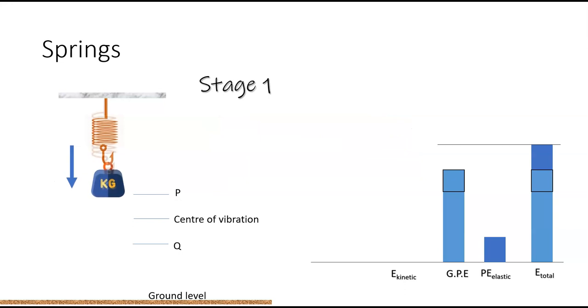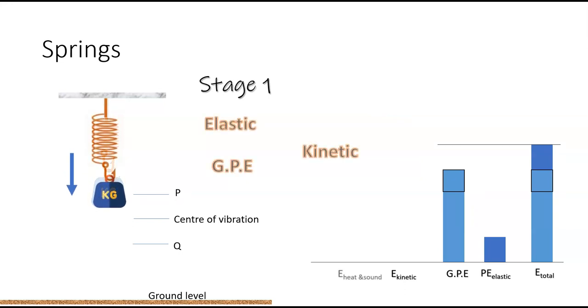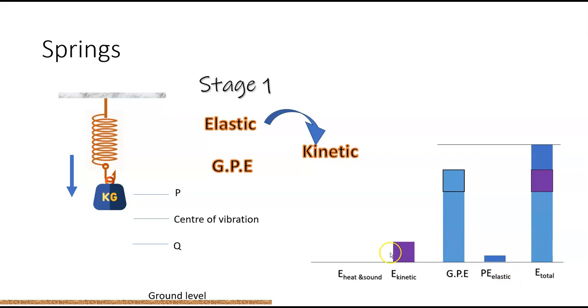In stage 1, when the compressed spring is released, the elastic potential energy stored in the spring is converted to kinetic energy, enabling the spring to return to its neutral position. This causes the weight to move downwards. Since it is moving downwards, the gravitational potential energy has to decrease. Where does this energy go? It can only be converted to kinetic energy.